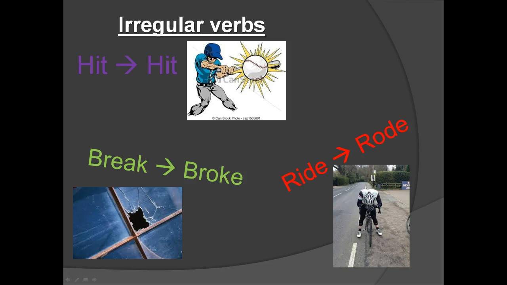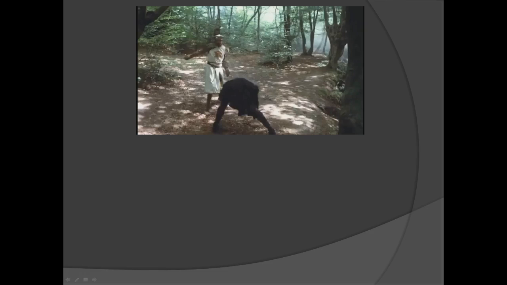Irregular verbs are the second ones we'll look at. These verbs do not use ed or d. Some verbs do not change when used in the past tense form, such as hit. Other words do change form when used, such as break, which becomes broke, or ride, which becomes rode. Watch the following clip of King Arthur and the Black Knight and try to think of 3 irregular verbs that occur in the scene.